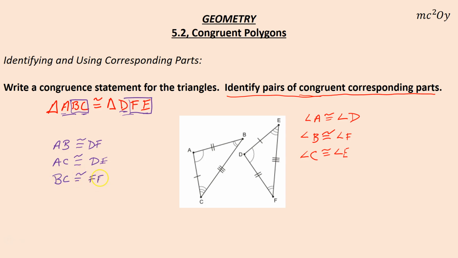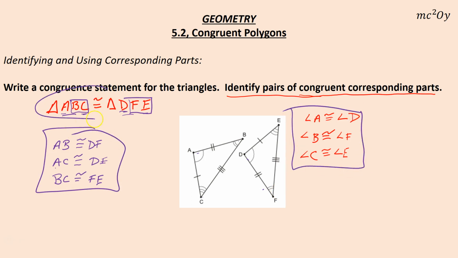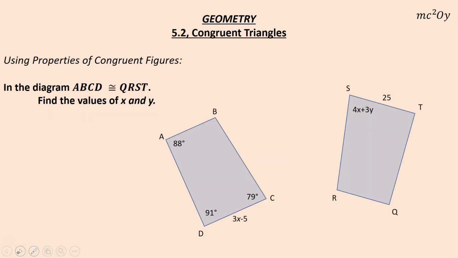And then you can check it. Notice that AB and DF both have two markings. Notice AC and DE both have one marking. And BC and FE both have three markings. All right. So that's how you have your congruent corresponding parts, and then you have your congruent statement right there.